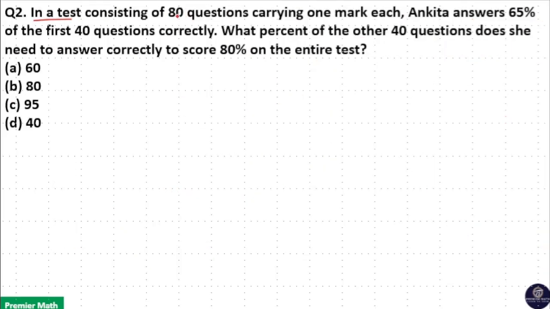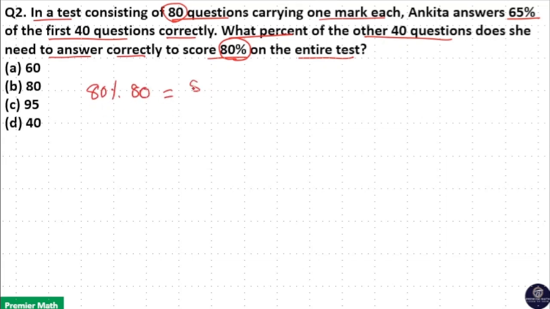In a test consisting of 80 questions carrying 1 mark each, Ankita answers 65% of the first 40 questions correctly. What percentage of other 40 questions does she need to answer correctly to score 80% on the entire test? Here total questions is 80 and she needs to score 80% on the entire test. That means she needs to answer correctly 80% of 80 questions, which is equal to 64, because 80 by 100 into 80 is equal to 64.